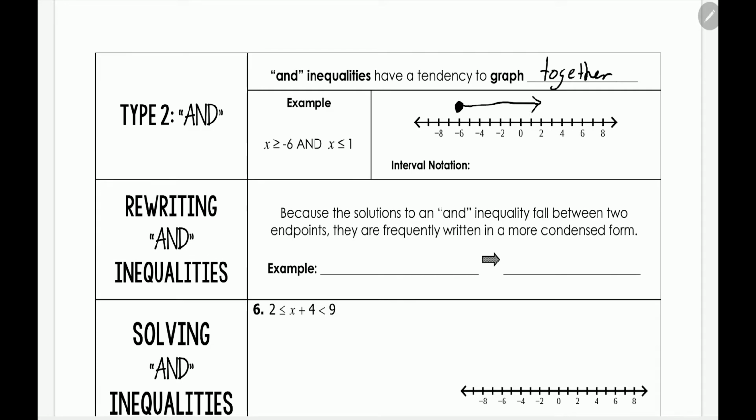Okay. And then let's go ahead and do the second one. We have x is less than or equal to 1. So we go to 1. We have a closed circle at 1. And it's a less than symbol, so we're looking for everything that's less than 1. So we have our line that goes this way. So if you look, they stop each other.